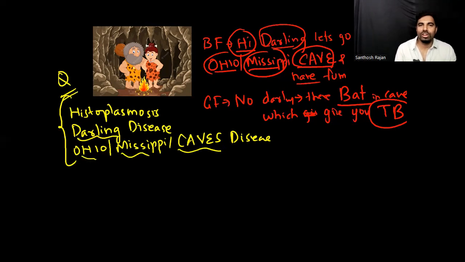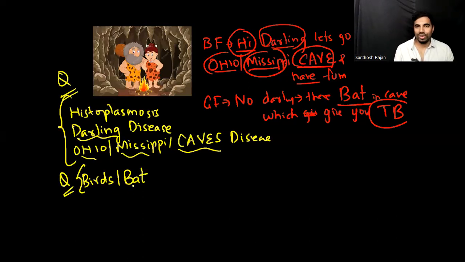If cave, then boyfriend and girlfriend. They're saying, hi, darling. Histoplasmosis. Histo should come to mind. Why does the girlfriend mention the bat? Because this is spread by birds or bats, which usually live in caves. This is also a question: birds or bat. Bat is common. Very, very important. Why is TB important?